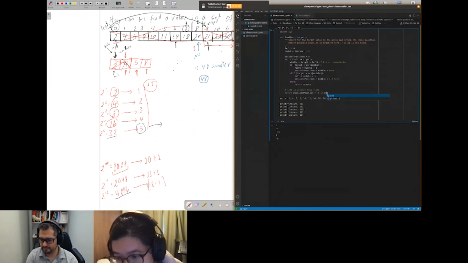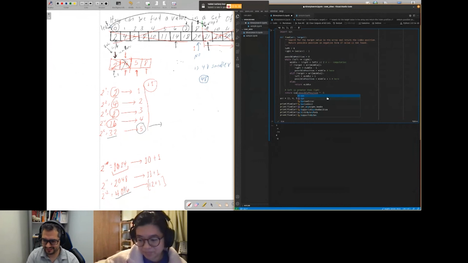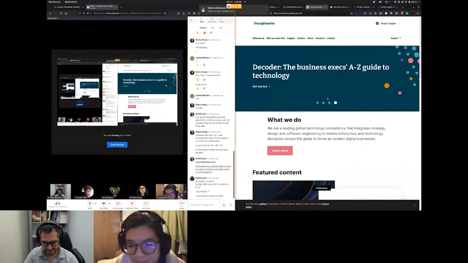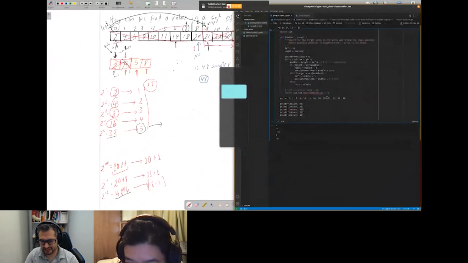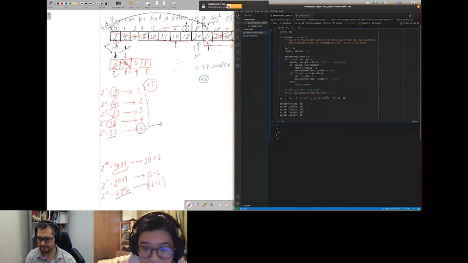Ooh, Rahil says negative sys.maxint - 1, according to Stack Overflow. Sys maxint? What is it? It's in the chat. Negative max int - 1.